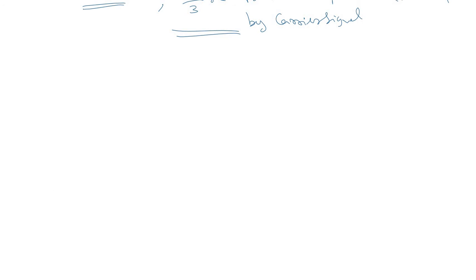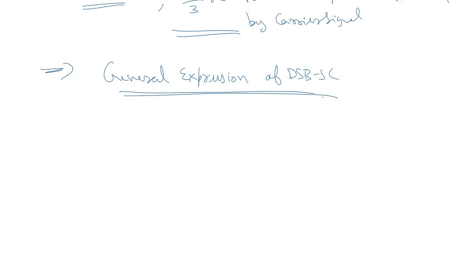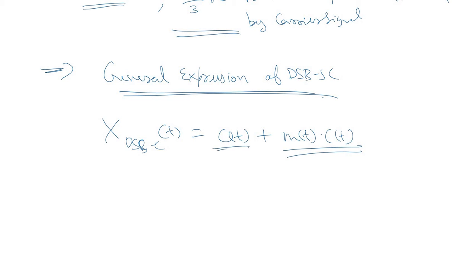Now let us look at the general expression for DSB-SC type of signal. First, I'll just go through the comparison. The general expression of DSB-C type of signal includes two components, the carrier signal and the multiplication of the message and the carrier, as we have already seen in the previous lectures. For DSB-C, it is the carrier signal plus the multiplication of the carrier and the message signal, which includes the two sidebands and the carrier signal, right?